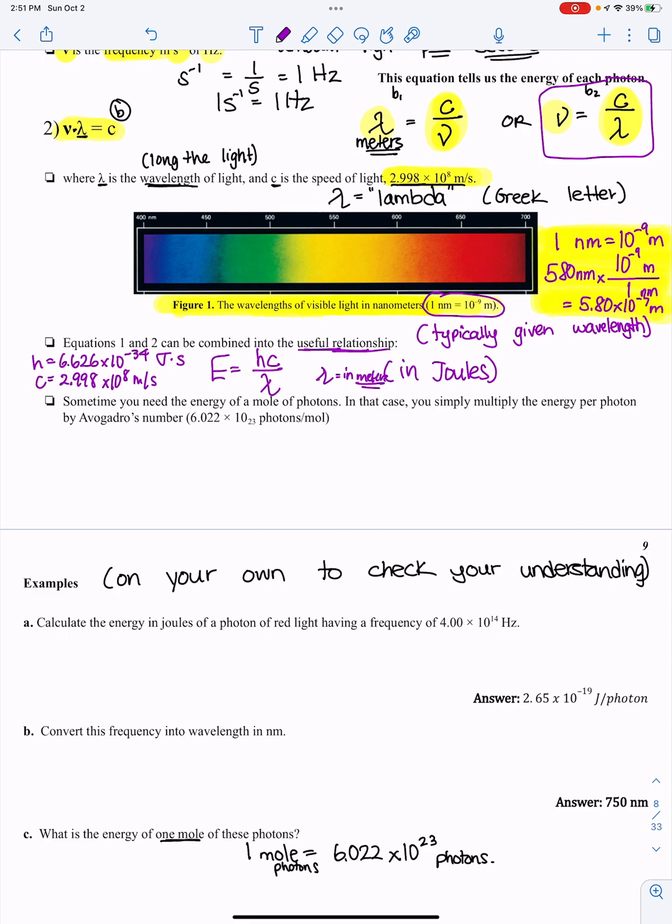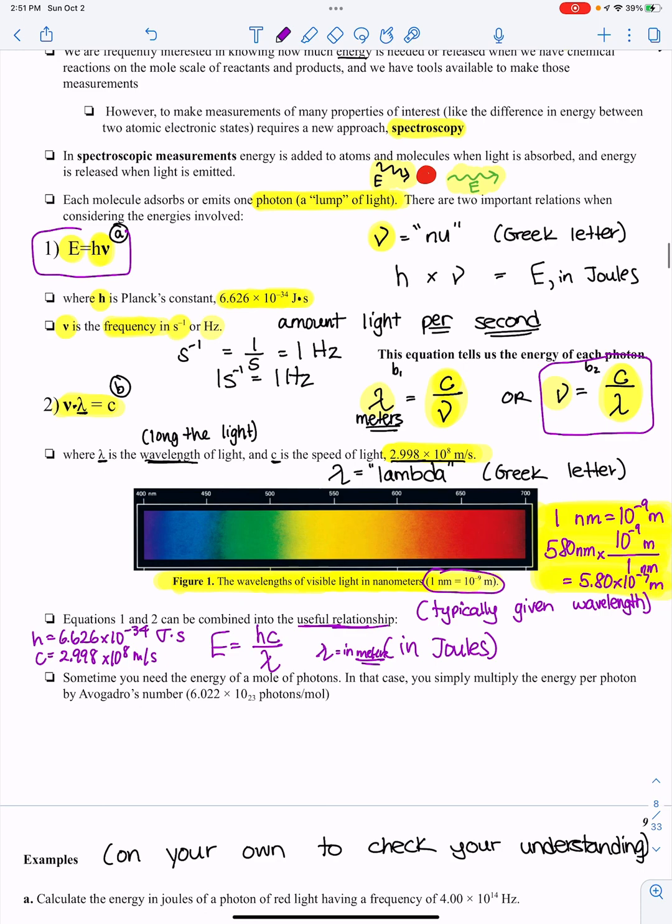Now, notice how I said this energy is in just joules, a unit of energy. Sometimes you'll need the energy of a mole of photons. Oh, I forgot to mention the word photons. I'm so sorry. So what's a photon? Well, I've talked about all this light and energy associated with light. A photon is a lump of light. Light can be related to energy. That light that could be added to or come out of atoms, we call that light energy. We call that a photon. A photon is a light energy or a lump of light.